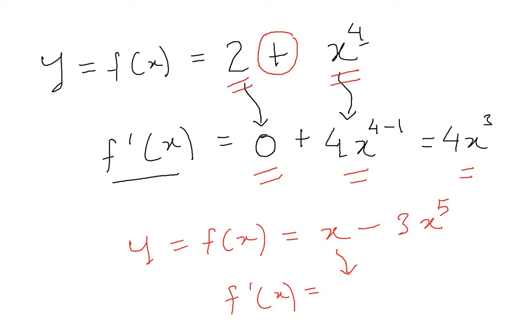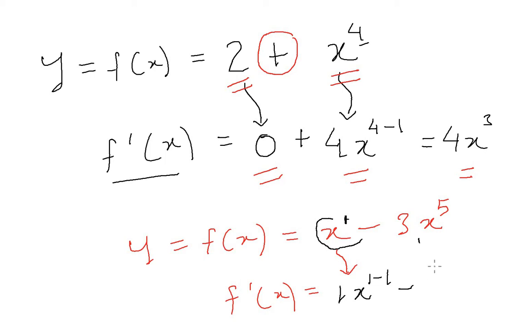So since x is a variable, let me use a different color. Since x is a variable, you're going to apply rule 2, but please remember there is a 1 here, x is raised to the power 1. So this 1 comes in front of x, and 1 minus 1, remember rule 2. So we are applying rule 2 here. The power comes in front and power minus 1.